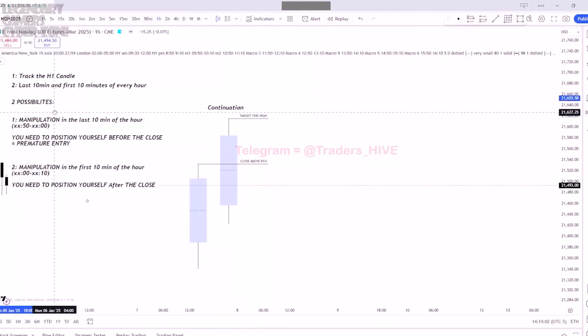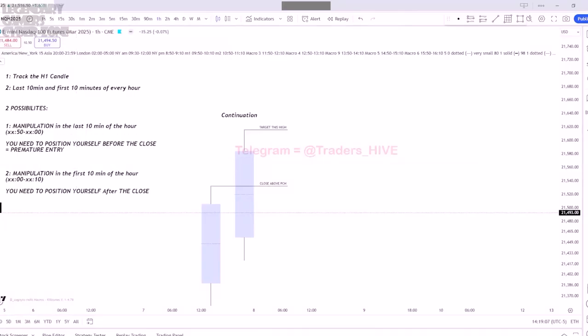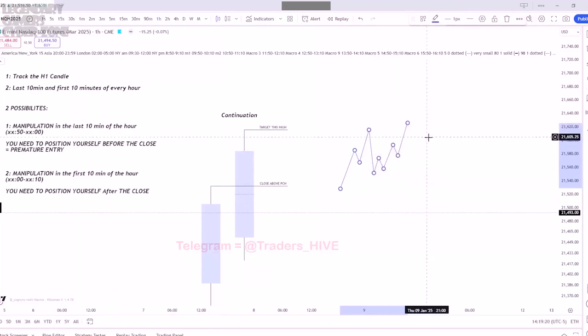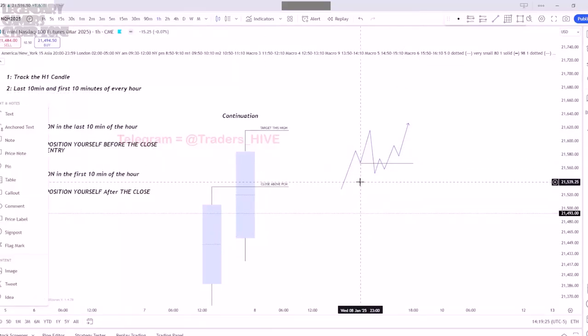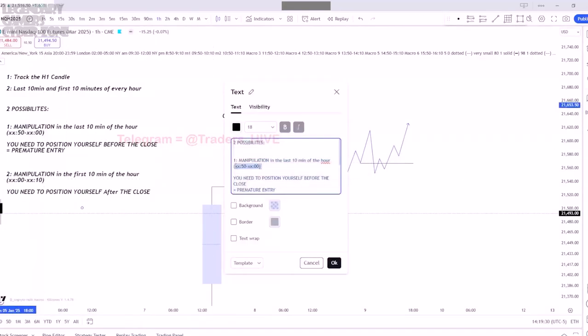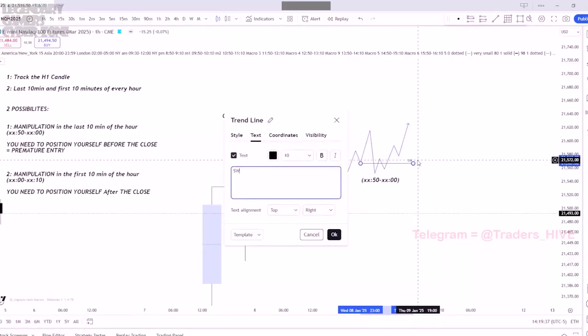Right here, two possibilities. It's going to look something like this. Either you close above the previous candle's high and it looks like this. I'm going to sweep the low. This is your entry and this is the high you're trying to target. This is the sweep, and the sweep is made in the first portion, so from 50 right here. Okay, so that's the sweep.